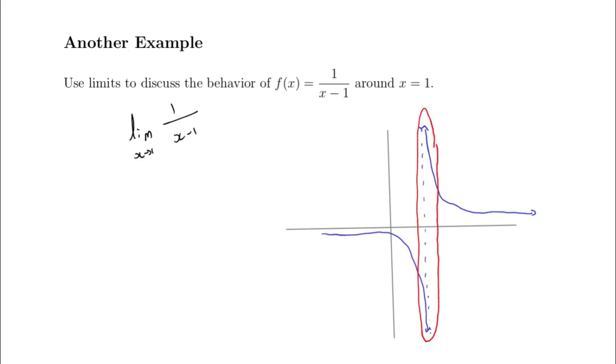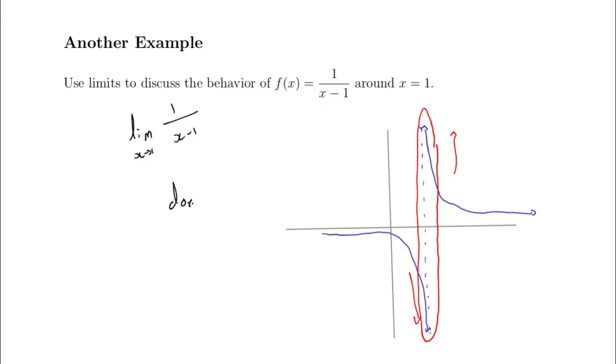What we'll notice is that on one side of x equals 1, our y values are going up. They're getting arbitrarily large. And on the other side, our y values are going down. They're negative and growing in magnitude, right? And so we can't say that this is equal to infinity or equal to negative infinity. So what we'll say is that it doesn't exist.